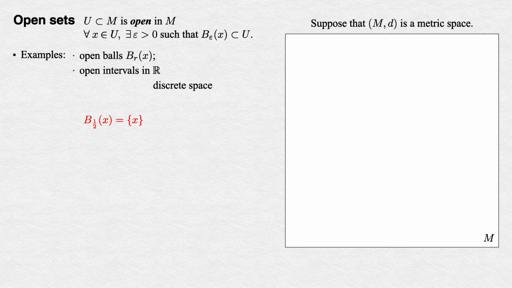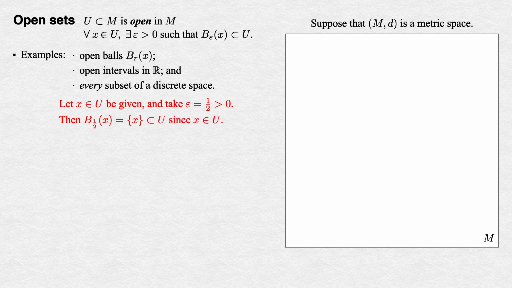Now, what does this tell us about open subsets of a discrete space? We can check that every subset U of a discrete space is open via the definition. Let x be an element of U, and simply take epsilon equals 1/2. Then epsilon is positive, and B 1/2 of x is just the singleton {x}, which is a subset of U since x is in U. This reflects what we've been saying about discrete spaces all along. The metric doesn't add any structure to the points of the space, and thus the notion of open set doesn't add anything either.